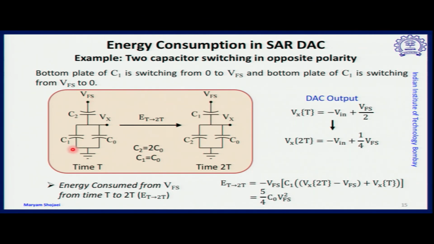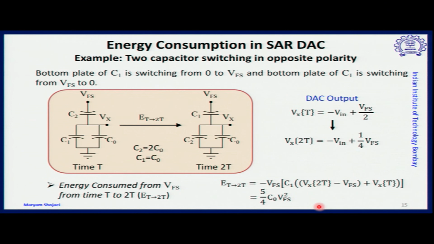And because the polarity of both C1 and C2 is changing in opposite directions, we expect the energy consumption to be even more, which is true. In fact, if you write the expression the same way we have written here, you will see it becomes 5/4 C0 V full scale square, more than even C0 V full scale square. So we have energy consumption because of this switching of two capacitors changing their charge in opposite polarity.